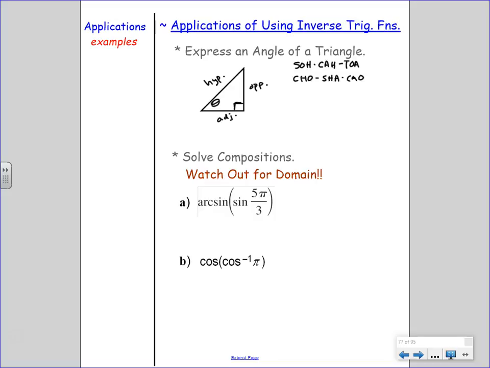So SOHCAHTOA says, if you want sine at an angle, I can find it for you. Draw the triangle at the angle, and what's the answer to the sine? Opposite over hypotenuse, right? So SOHCAHTOA CHOSHCAHTOA says, okay, if you want a sine of an angle, I'll give you opposite over hypotenuse, or adjacent over hypotenuse for cosine, etc. Arc trig or inverse trig says, let's go backwards, right?